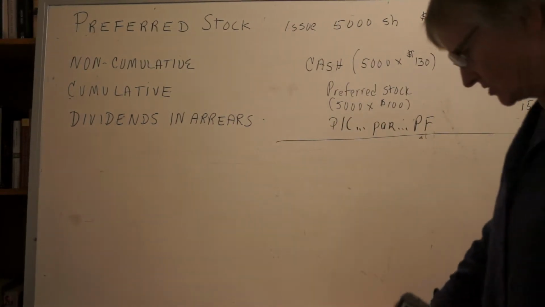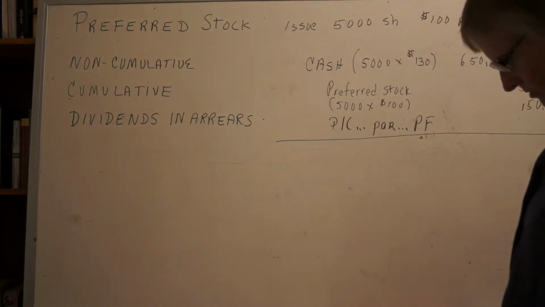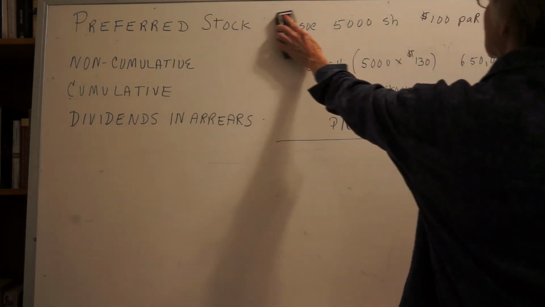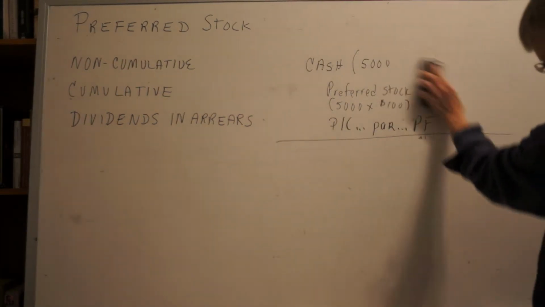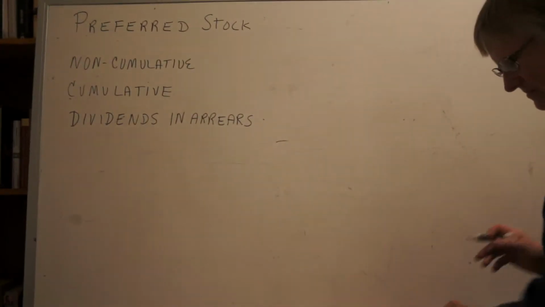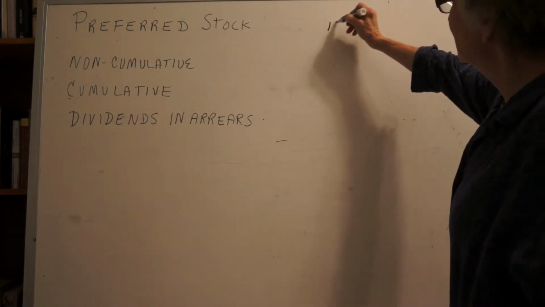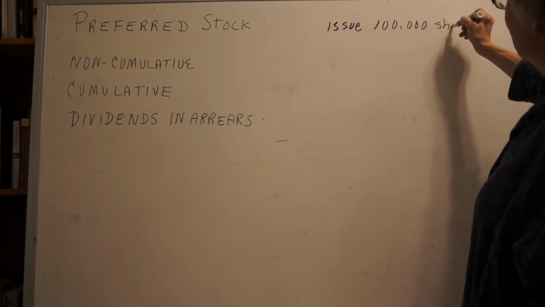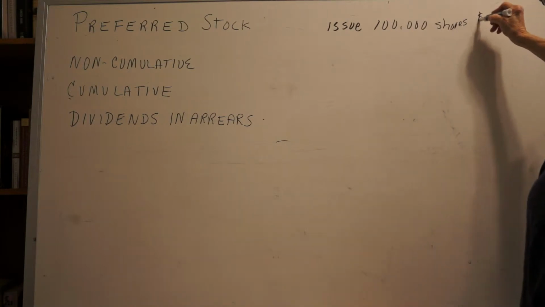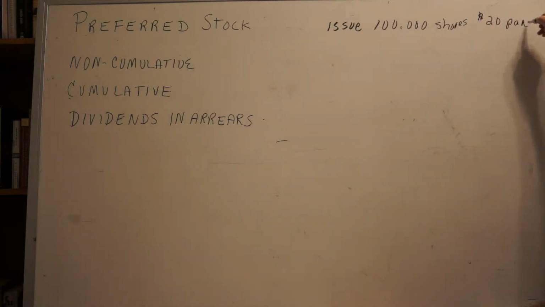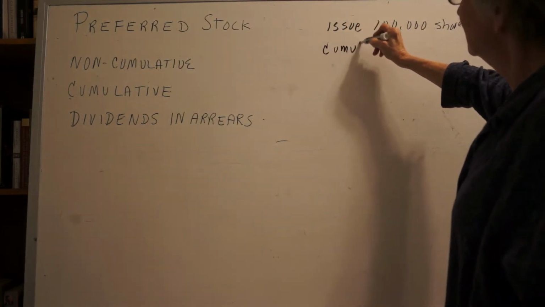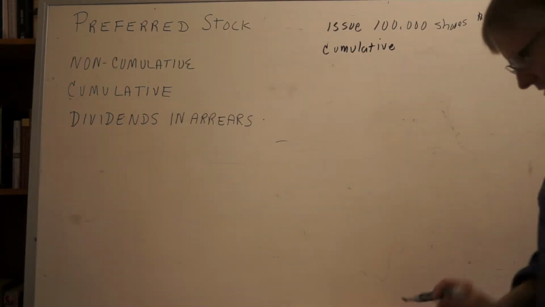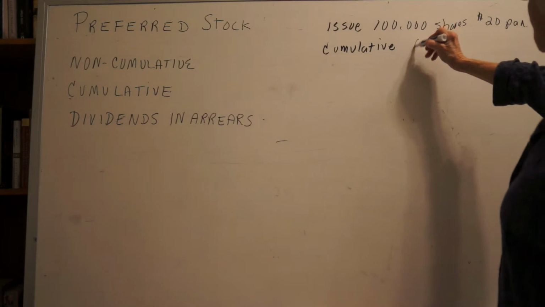If we look at exercise 11.6, this one gives us a little bit of practice on paying the dividend. So in exercise 11.6, they issued 100,000 shares and it's $20 par, and this stock is cumulative. See why it's so important to get all the vocab down in this chapter. There's just a lot of it. And it's 6% preferred.